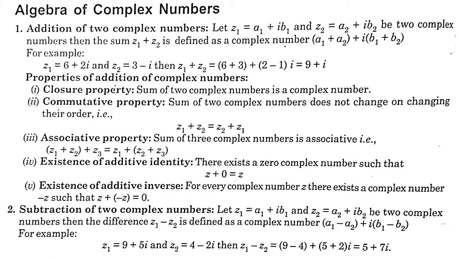Properties of addition of complex numbers. It satisfies the closure property. Sum of two complex numbers is a complex number, right?